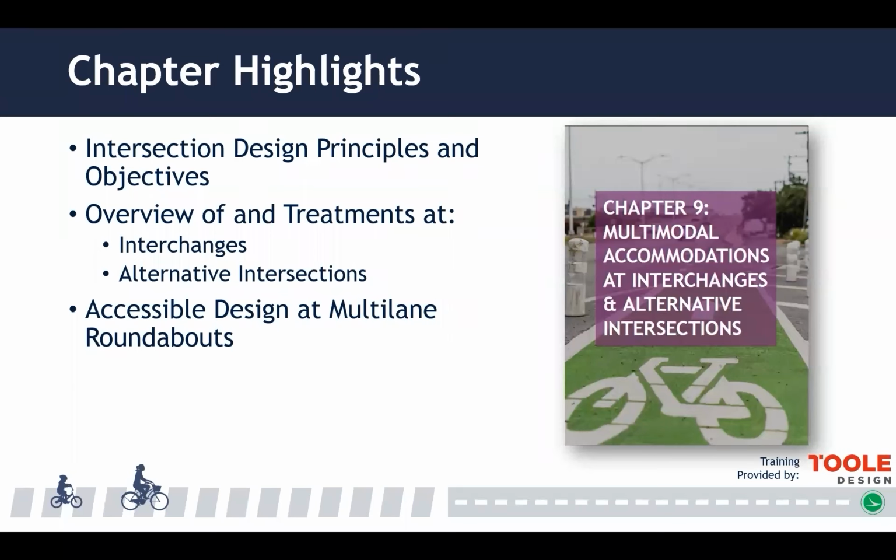This chapter expands on the general pedestrian facility guidance provided in Chapter 4, bicycle facility design guidance in Chapters 5 and 6, and motor vehicle facility design guidance in Chapter 7, with a focus on pedestrian and bicycle accommodations at interchanges and alternative intersections.